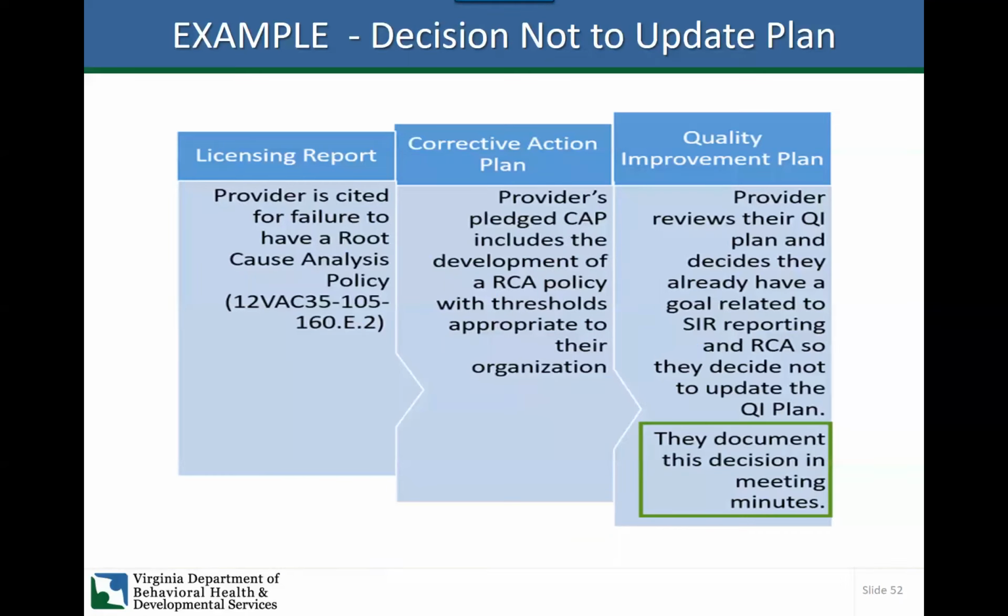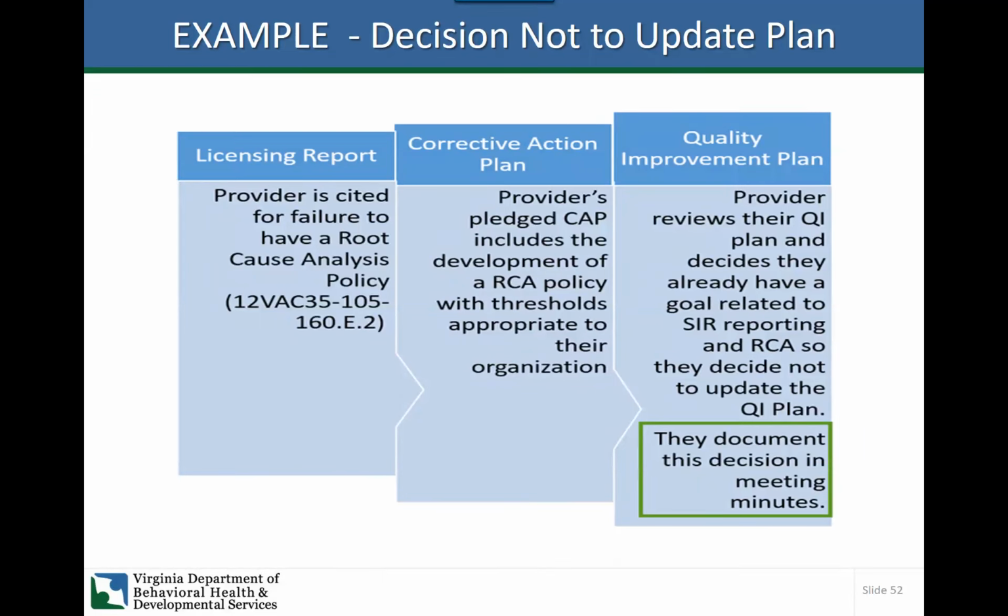A provider is cited for failure to have a root cause analysis policy pursuant to that regulation. Their corrective action plan, they're going to develop an RCA policy with thresholds appropriate to their organization. They review their plan and they say, we already have a goal related to SIR reporting and we have something related to root cause analysis. So they do not decide to update the plan. They document this decision in meeting minutes, and therefore they have documentation of their decision.